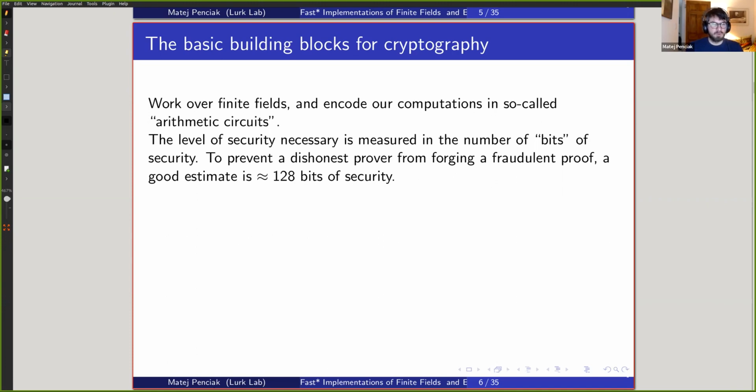In order to have a certain level of security, you want to prevent a dishonest prover from creating a fraudulent proof. A good estimate is about 128 bits of security. That's the gold standard now for security in internet protocols and these zero knowledge protocols.